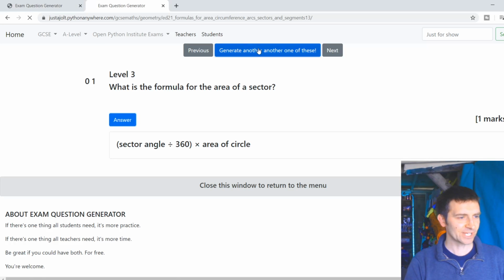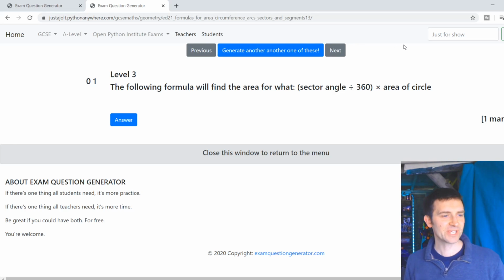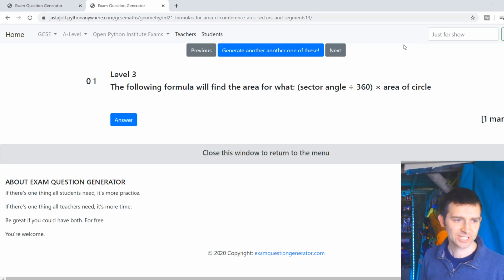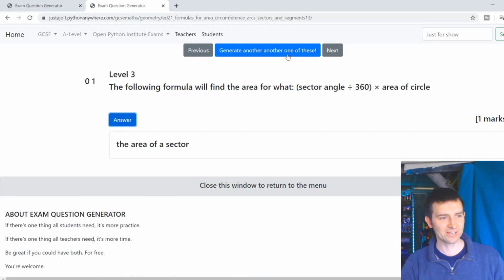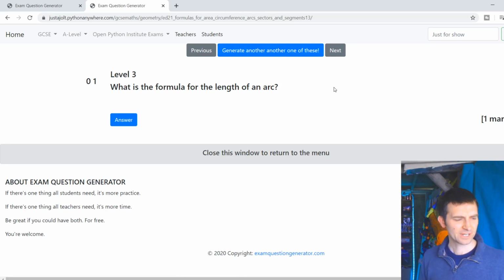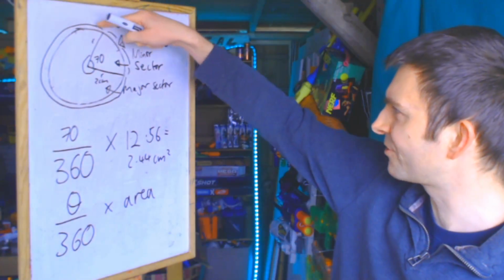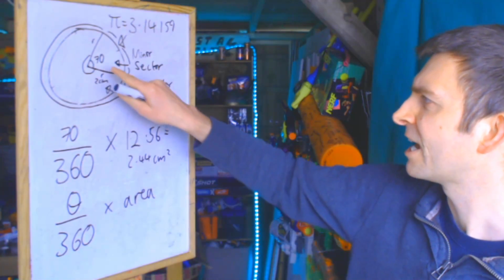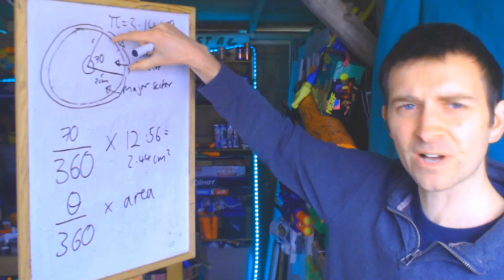Let's have a look at another one of these. The following formula will find the area for what? Sector angle divided by 360 times the area of a circle. Obviously, the answer to that is going to be the area of a sector. What's the formula for the length of an arc? Now, let's go back to our diagram here. And we've got this thing here, which is the circumference. And our two radii chopped off a bit of our circle.